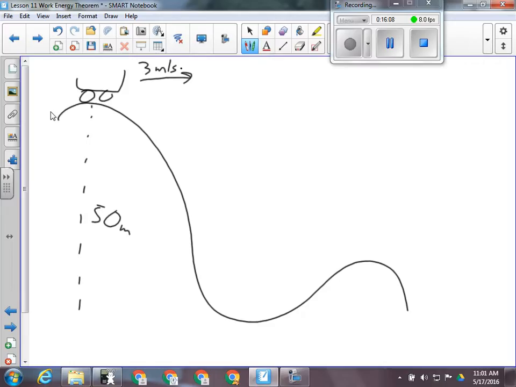Could I figure out how much energy I have there if I knew that the mass of this cart was, let's say, 200 kilograms? Yes, I could. How do I figure out how much mechanical energy it has? We talked about this like the first day, so it's been a while. Right. I add potential and kinetic energy together. Mechanical energy is kind of the sum total of all the energy that the object has.